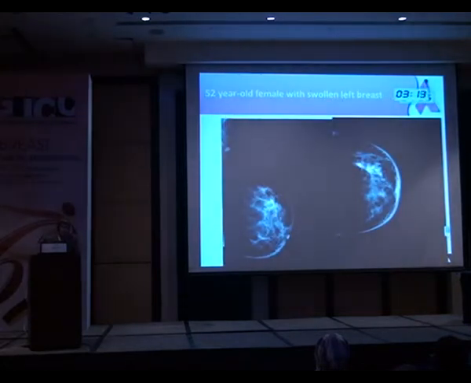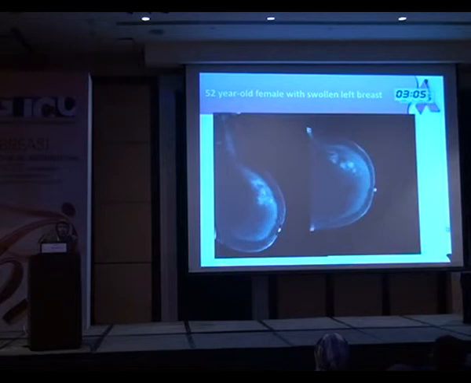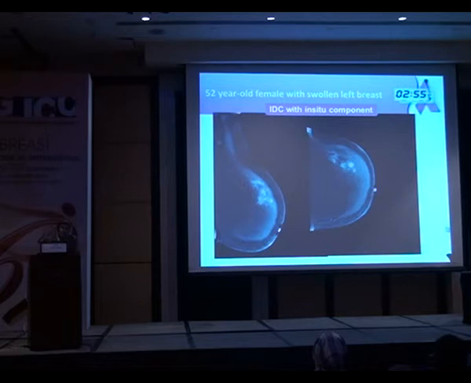Diffuse edematous changes of the breast with only focal distortion in the upper outer quadrant of the breast. Contrast mammography was able to detect multiple intensely enhancing nodules clustered in the upper outer quadrant of the breast, and this was proved to be invasive duct carcinoma with in situ component.